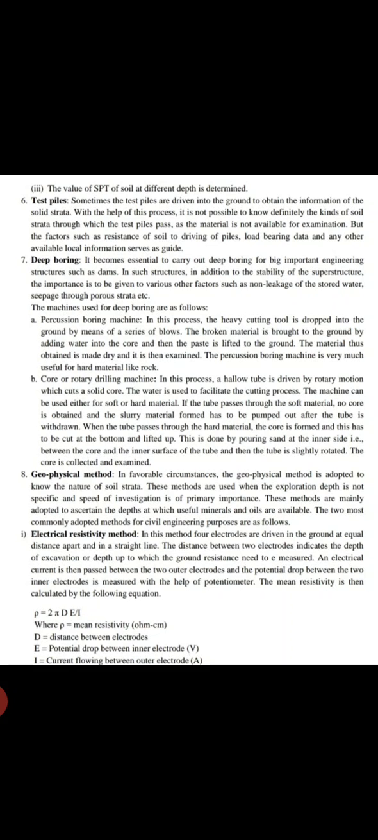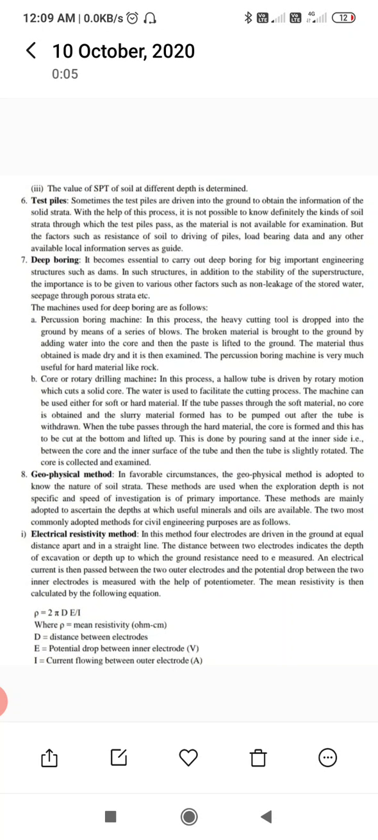One is electrical resistivity method. In this method, four electrodes are driven in the ground at an equal distance apart in a straight line. The distance between two electrodes indicates the depth of excavation or depth up to which the ground resistance needs to be measured. And electrical current is then passed between these two electrodes, and potential drop between the two inner electrodes is measured with the help of a potentiometer.